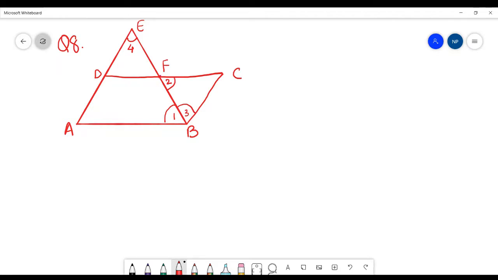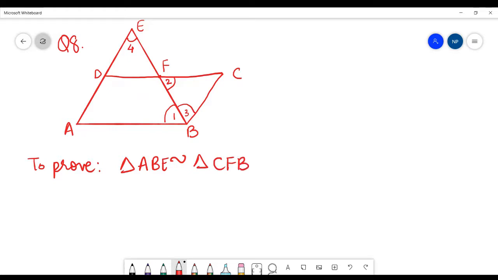Okay, ABCD is a parallelogram. If we join the points E to B, it will intersect CD at point F. We have to show, to prove, that triangle ABE is similar to triangle CFB.